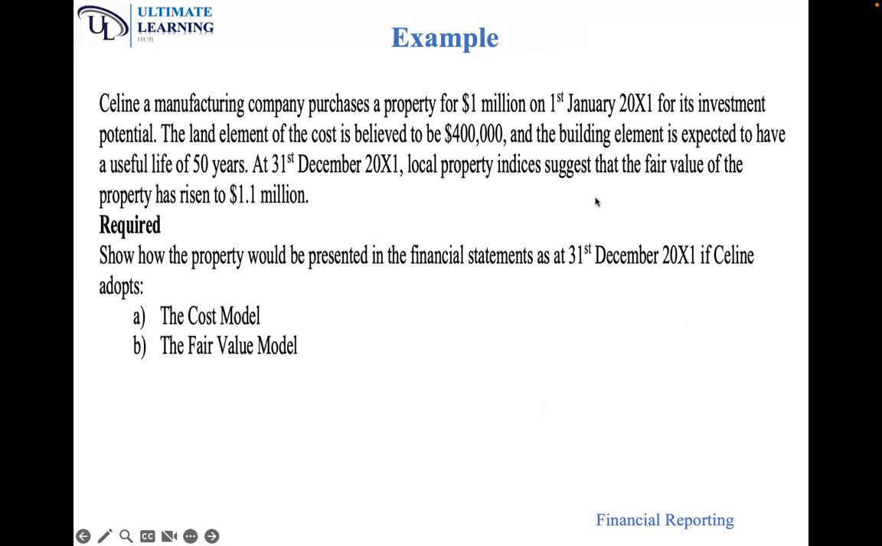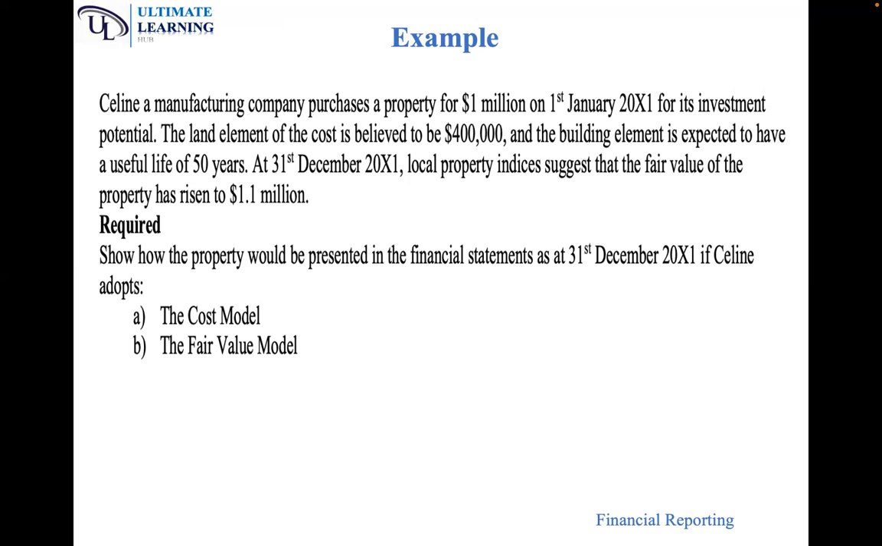Now, there is an example that will enable us to cover investment property. So we have an example with us. Selling, a manufacturing company, purchases a property for 1 million on 1st January 20X1 for its investment potential. The land element of the cost is believed to be 400,000.